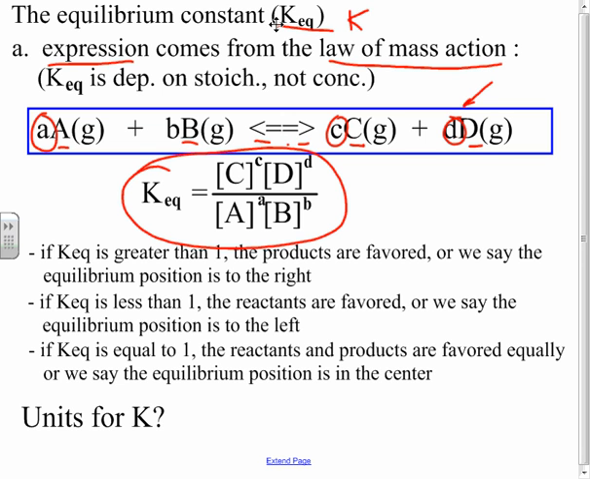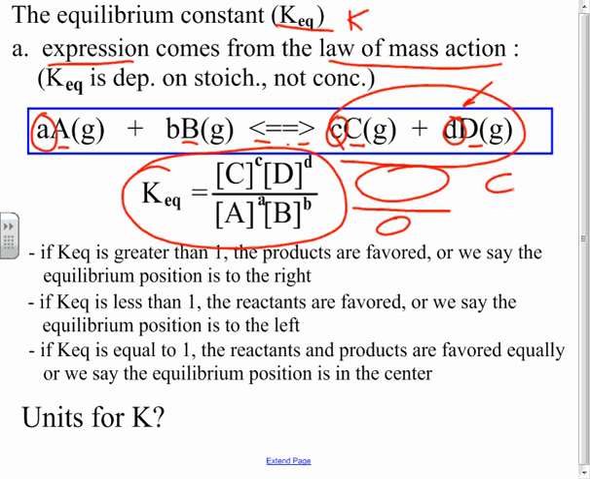If the value of KEQ is greater than 1, that is, you have more products and less reactants, then the equilibrium position is to the right. There are more products than reactants. If KEQ is less than 1, then there's more reactants, less products. So the denominator is the larger number, the numerator the smaller number. And if KEQ is equal to 1, then you have relatively equal amounts of reactants and products, and we say the equilibrium position is in the center. We will typically ignore the units for K, and so don't worry about units for the equilibrium constant.